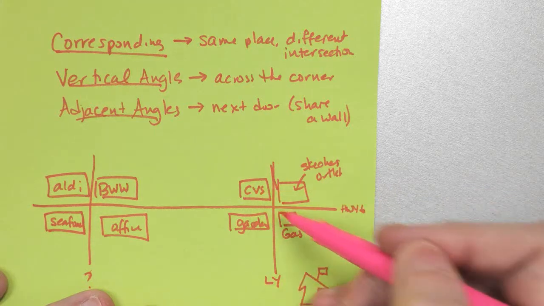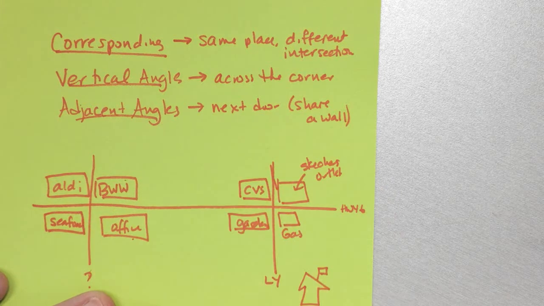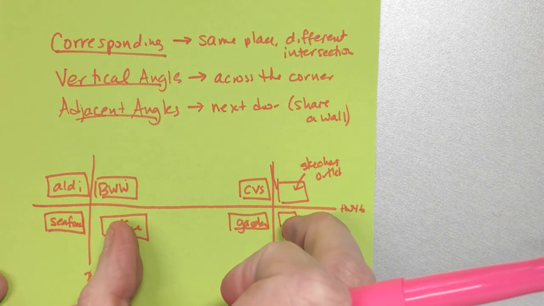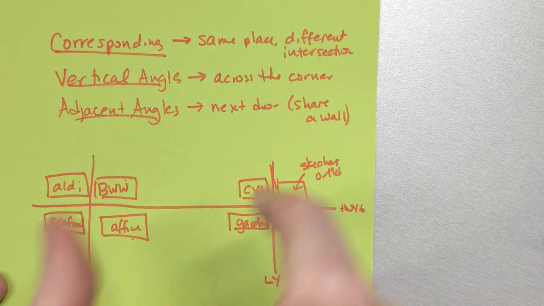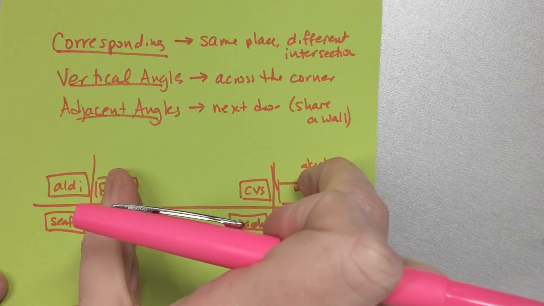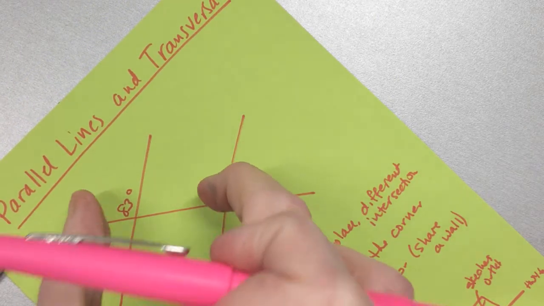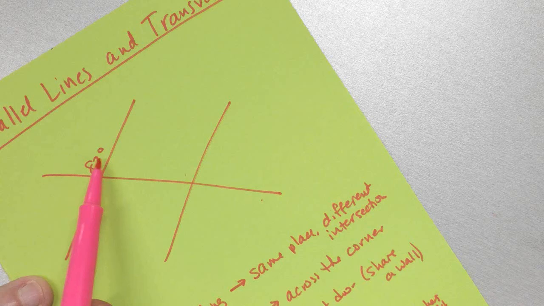All right. CVS and the gas station are vertical. Aldi and the office are vertical. Buffalo Wild Wings and the Captain D's are vertical. Okay. The office and the gas station correspond because they're in the same place on a different intersection. So when I'm thinking about corresponding angles, I'm thinking, the Buffalo Wild Wings and the Skechers outlet are in the same place on different intersections. So these two angles are in the same place on different intersections. This is the Aldi and the CVS. Okay, they're in the same place, they correspond.